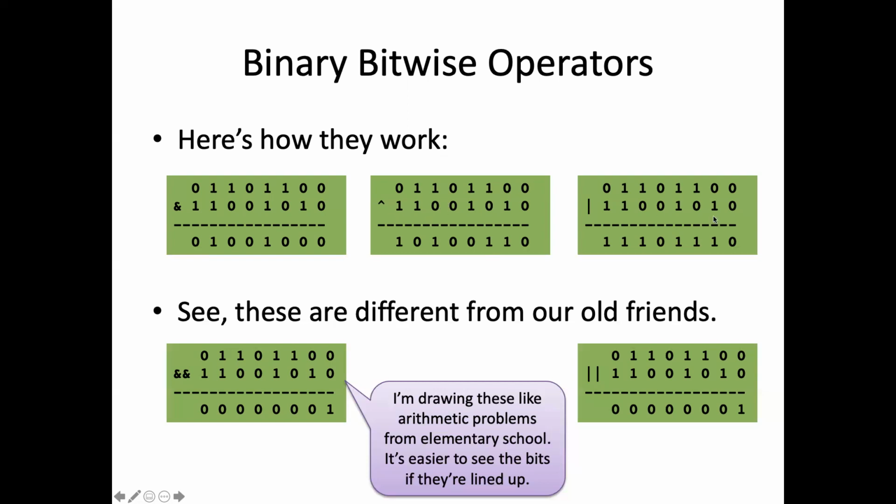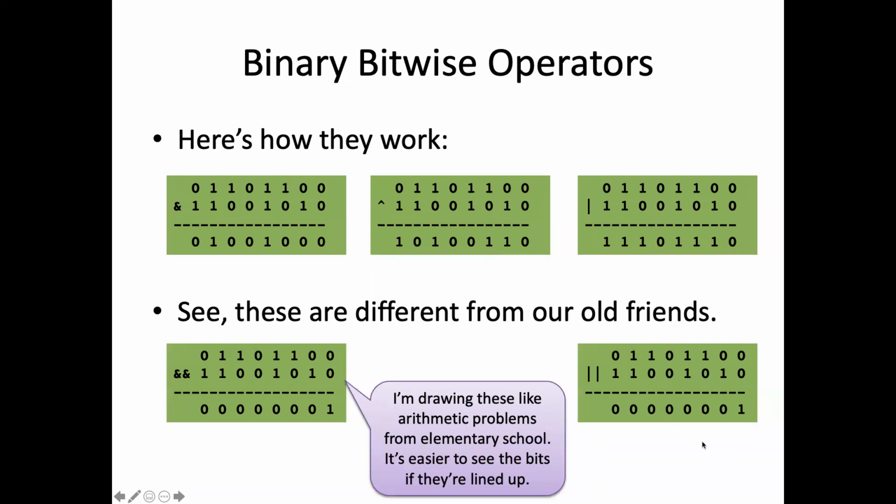Exclusive OR is a lot like the inclusive OR. It just differs on this one case. If both of the input bits are 1, then the output bit is 0. So the output bit is 1 only when exactly one of the input bits is 1.